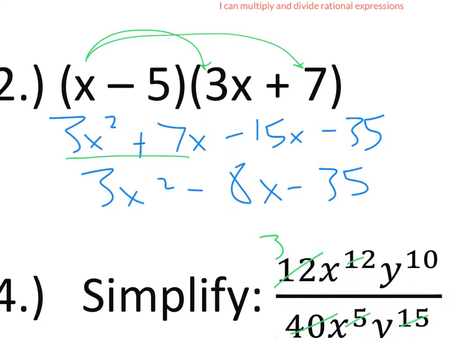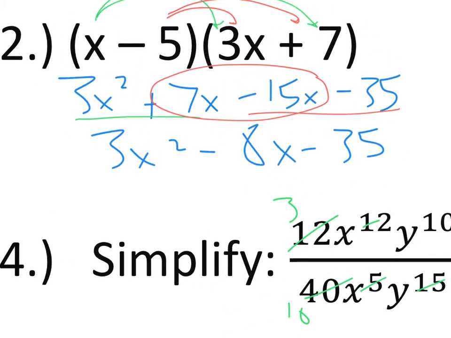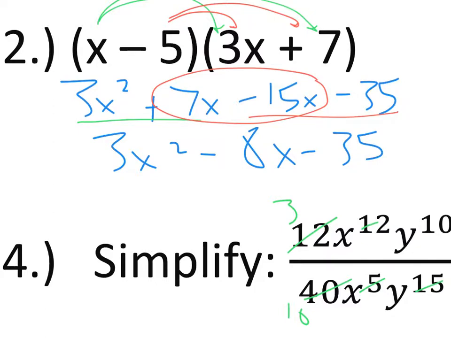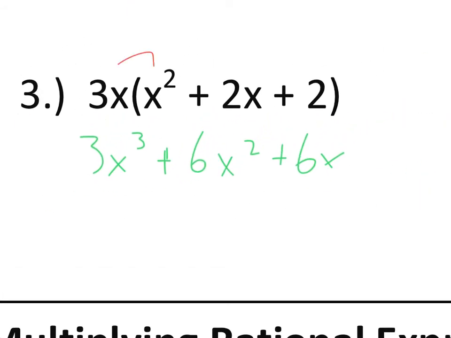And then we're also going to do negative 5 times 3x and negative 5 times 35. So that's what gives us this part. Then we need to combine our x's, so we get 3x squared minus 8x minus 35. Down here, we're going to distribute the 3x to everything inside the parentheses. So that would be 3x cubed, 6x squared, and 6x.